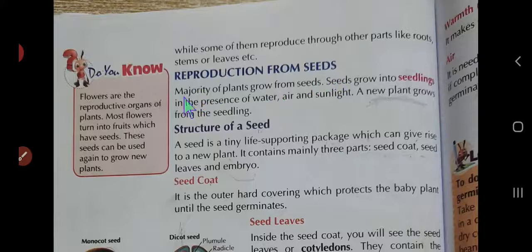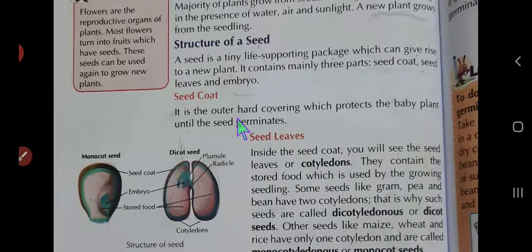Reproduction from seeds. Majority of plants grow from seeds. Seeds grow into seedlings in the presence of water, air, and sunlight. A new plant grows from the seedling. Structure of a seed. A seed is a tiny life supporting package which can give rise to a new plant. It contains mainly three parts: seed coat, seed leaves, and embryo.